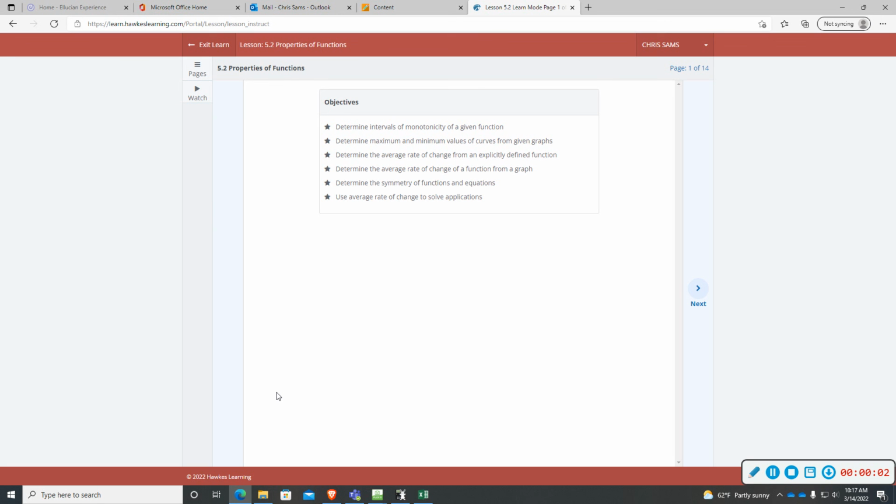Okay, today we're going to be looking at section 5.2. This is properties of functions. Objectives are as follows: determine intervals of monotonicity of a given function, determine maximum and minimum values of curves from a given graph. We're going to determine the average rate of change from an explicitly defined function, determine average rate of change of a function from a graph, determine the symmetry of functions and equations, and then use average rate of change to solve applications.